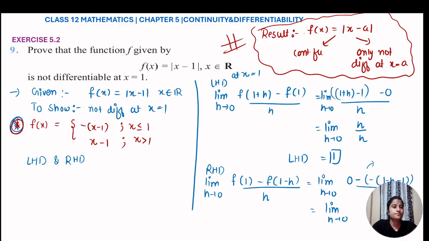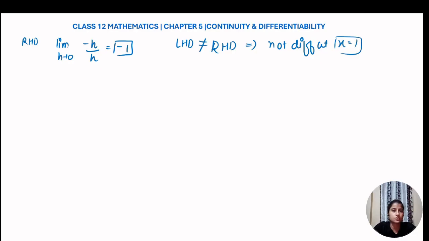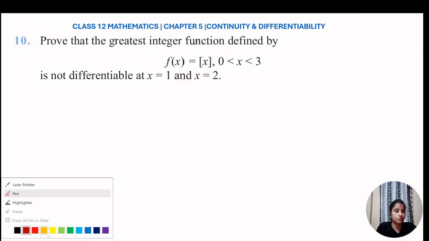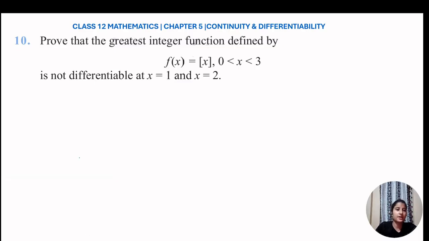Okay, now let's move to the next question. In our next question, we have our function f of x, defined as the greatest integer function in the open interval 0 to 3, and we have to show the function is not differentiable at x equals 1 and x equals 2.